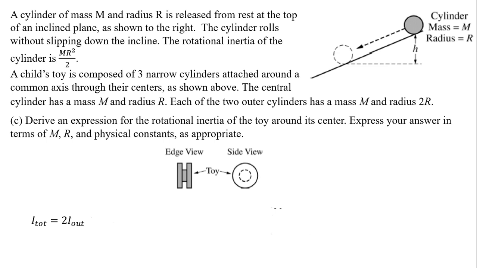So here we have two I out. Wait, why do we have two of them? Why do we have two I out? Well, think about this. You have one outside disk there, and you have one outside disk there, right? So that's two outside disks, okay? Plus I inside. So if you were to sum all of the I's, these are things that are rotating, there's in a sense three of them.